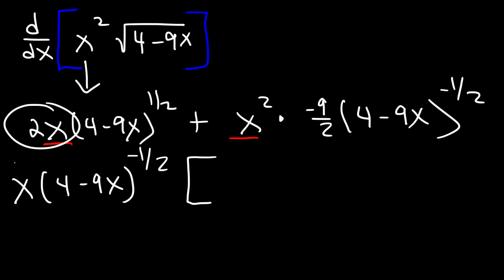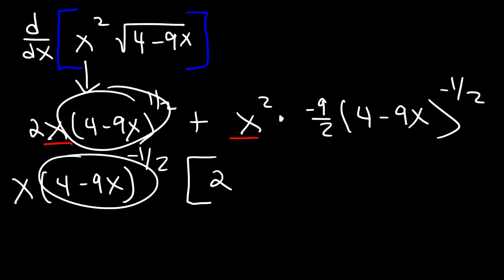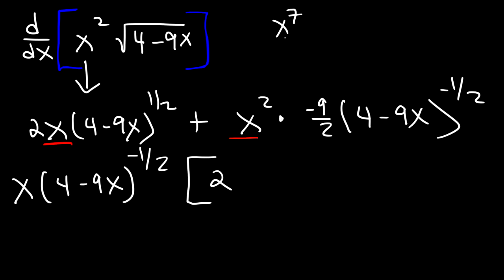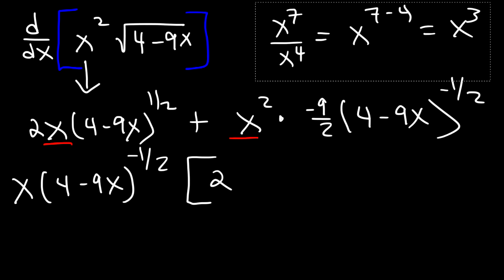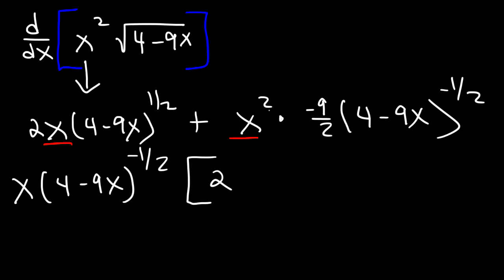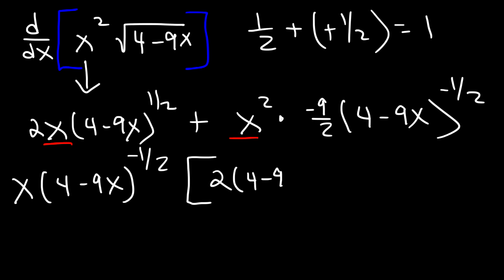So if we divide 2x by x, the x variables will cancel and we're going to get 2. If we divide these two, we need to subtract the exponents. For instance, let's say if you want to divide x to the 7 by x to the 4. This is going to be x to the 7 minus 4, which is x cubed. So in this case, if we wish to divide these two, we're going to take 1/2 and subtract it by negative 1/2, which becomes 1/2 plus 1/2, which is a whole. So this is going to be 4 minus 9x raised to the 1st power, which is great.